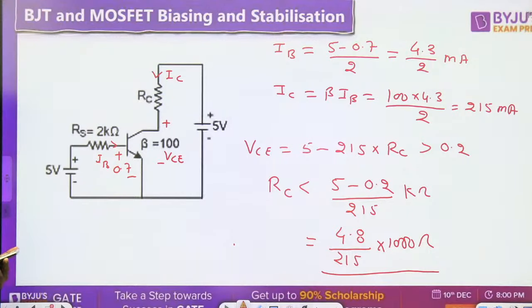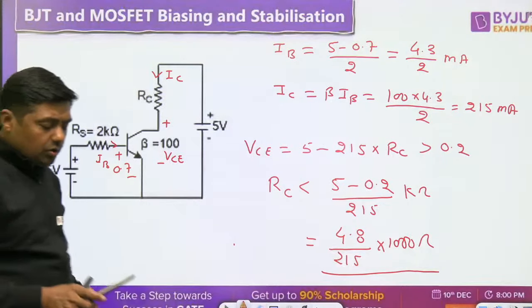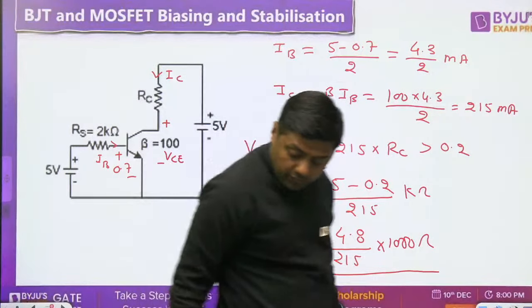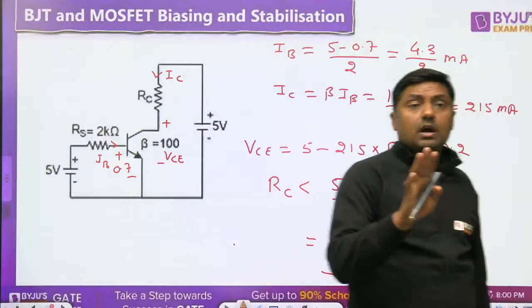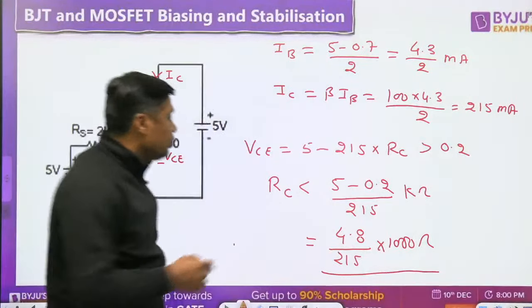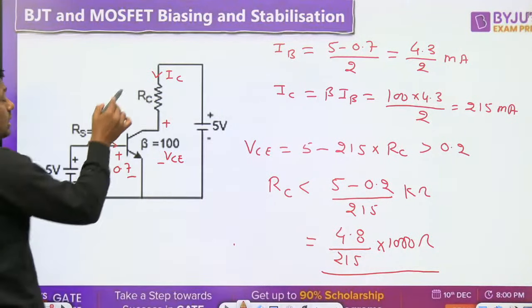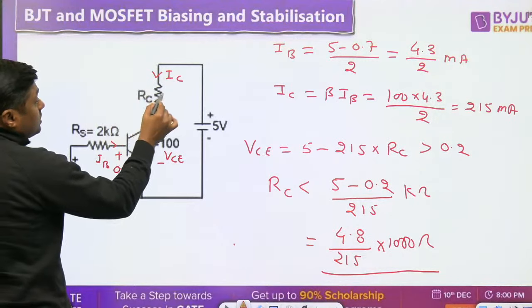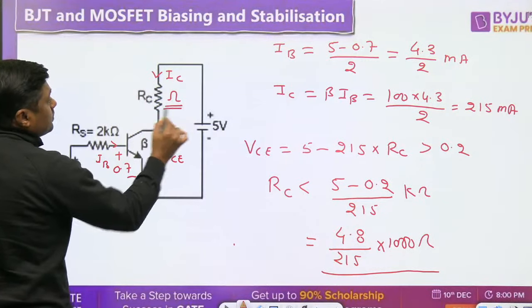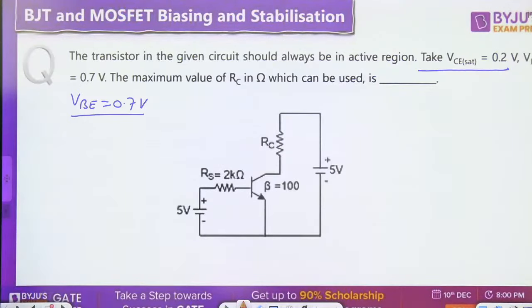Divided by 215 and you will get 20.32, nearly equal to that. Then that is the answer, 22.5. Yes, Mohan, your answer is correct, 22.5. And ohm, only ohm. You can't connect it in kilo ohm. This is only in ohm. Okay. That will avoid the saturation.